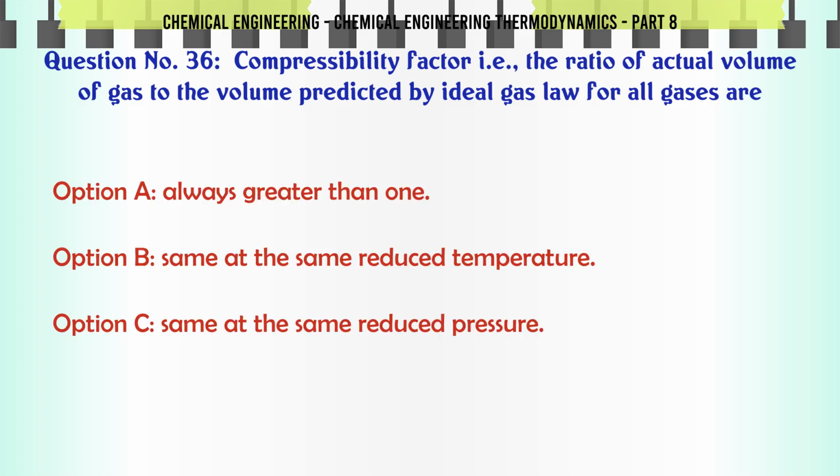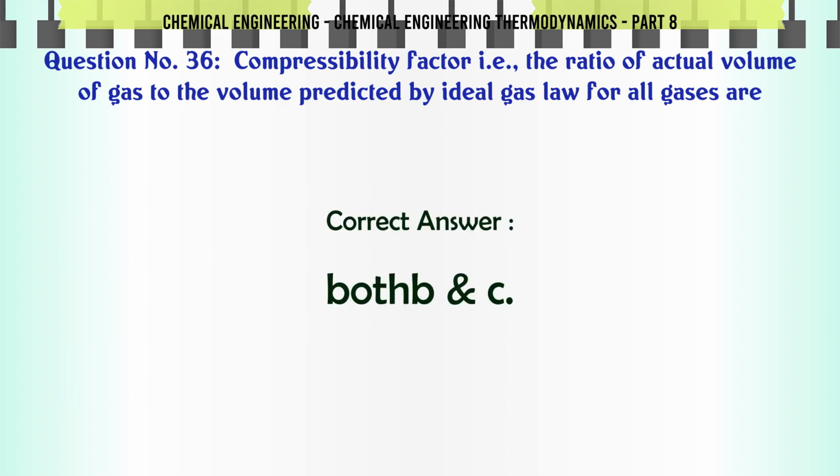Compressibility factor, i.e. the ratio of actual volume of gas to the volume predicted by ideal gas law, for all gases is: A. always greater than 1, B. same at the same reduced temperature, C. same at the same reduced pressure, D. both B and C. The correct answer is both B and C.